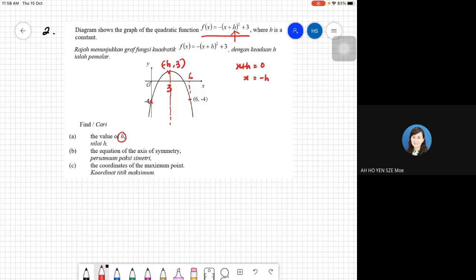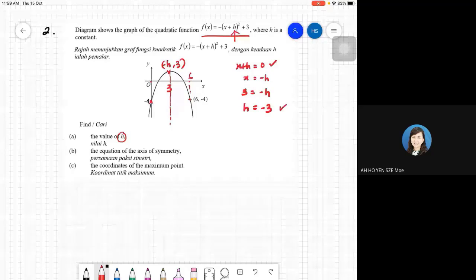Okay, means that actually they want the value of H, right? So your X is 3. So you put here X is 3 equal to negative H. So your H is equal to negative 3. It's not equal to 3. Why? Because from here, that the form, general form. That's why I need to rewrite out. Okay, X plus H equal to 0. X equal to negative H. So from the diagram, you can see your X is equal to 3, right? So substitute in. So your answer for H is negative 3.